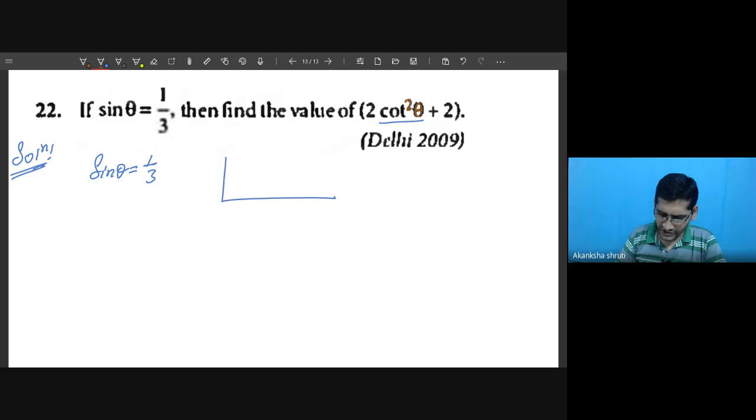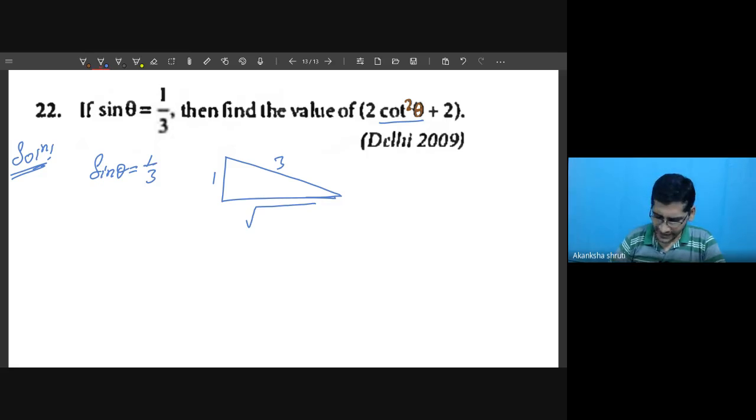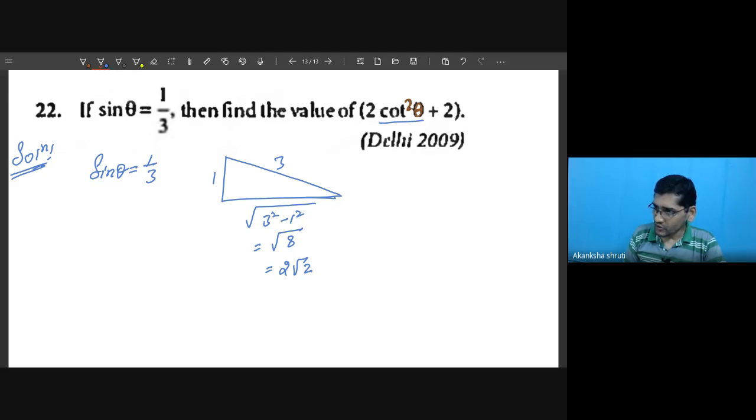From this, first let us calculate the cot of theta. For that you have to quickly draw the triangle. While drawing the triangle, this is 1 and this is the hypotenuse 3. So what will be this value? This value will be the square root of 3 square minus 1 square. It becomes 9 minus 1 is 8. You have to simply get this as 2√2. Therefore, students, keep in mind this calculation you can directly do over this triangle itself.